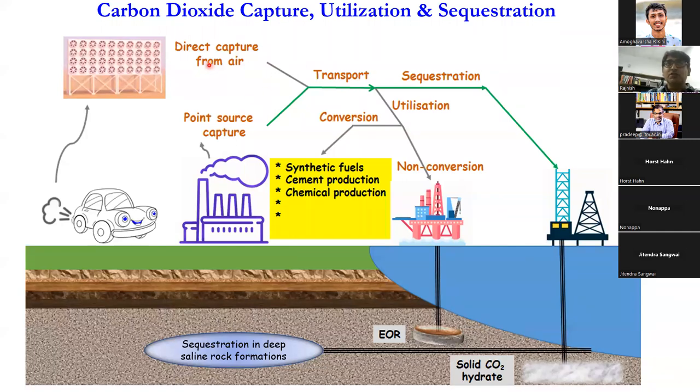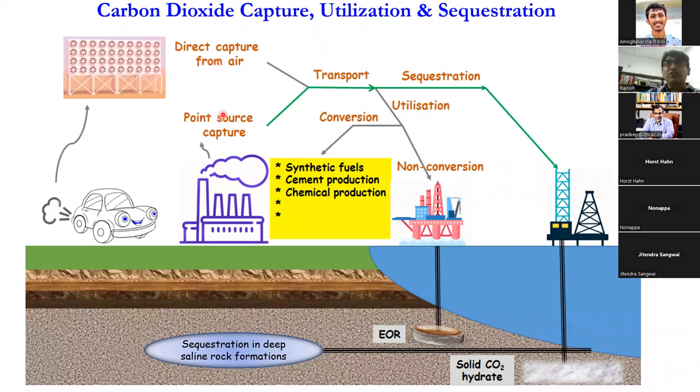When you are trying to capture it from the air, the concentration of CO2 is really low, at the PPM level. And the kind of material which you would need there has to strongly interact with CO2. Otherwise, it's very difficult for you to capture a very lean concentration of CO2 from air, which is mostly nitrogen.